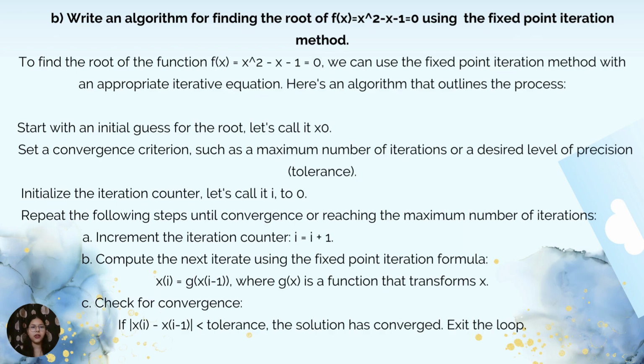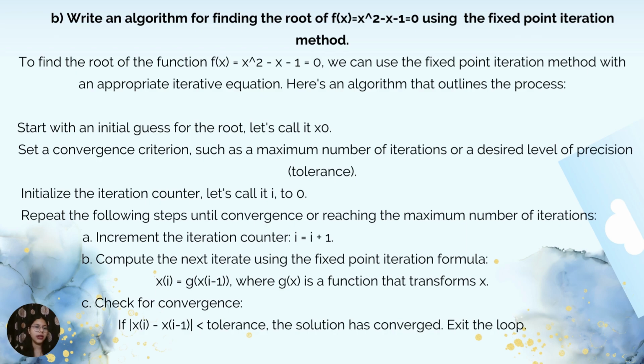Part B. Write an algorithm for finding the root of f of x equal to x square minus x minus 1 equal to 0 using the fixed point iteration method. First, to find the root of the function f of x equal to x square minus x minus 1 equal to 0, we can use the fixed point iteration method with an appropriate iterative equation. Here's an algorithm that outlines the process.